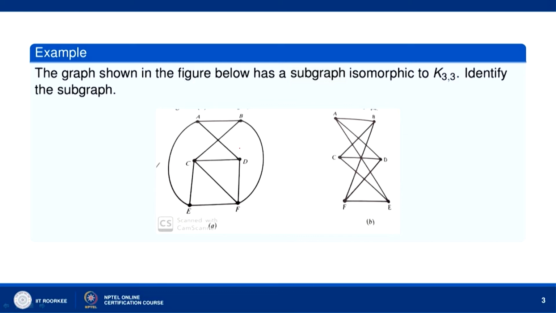Here we have a graph with 6 vertices, A, B, C, D, E, F, joined by these edges. Now, this graph has a subgraph which is isomorphic to K3,3. That means we want to show that this graph is non-planar. If we can show that this graph has a subgraph which is homeomorphic to K3,3 or K5, then it will be a non-planar graph by the theorem of Kuratowski. So, let us see how we can do that.